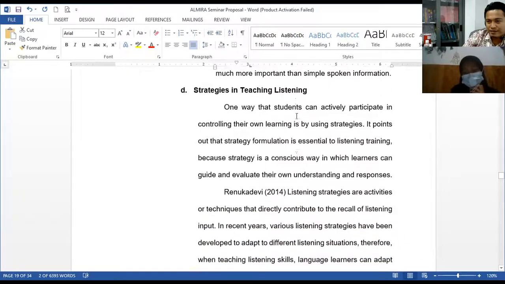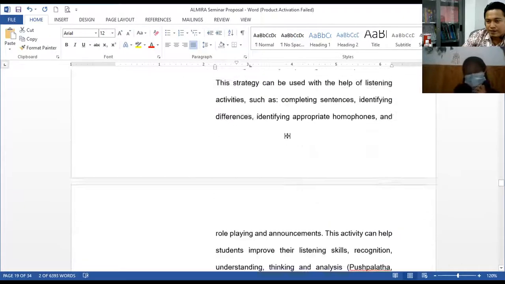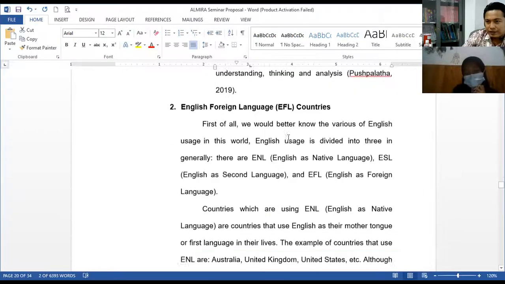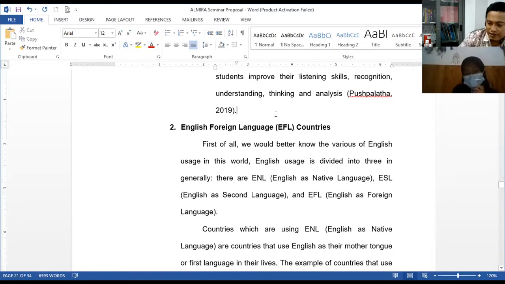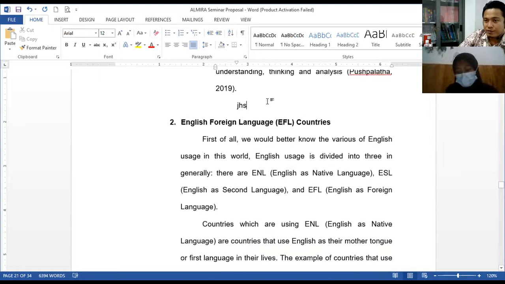Next, strategies in teaching listening. Bottom up. For this one, you have to add more about teaching listening, especially in junior high school. You have to put more here.